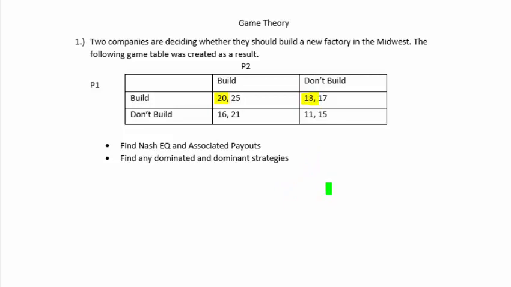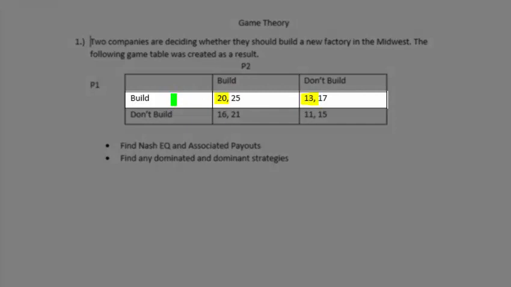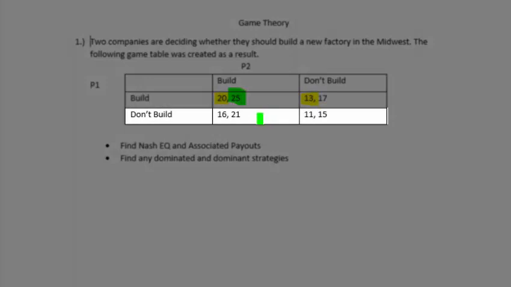So using strategic foresight, player 2 is going to look at their numbers, which are the second numbers in the pair, and compare their decision-making process based off of what player 1 does. So if player 1 builds, player 2 can decide to build or not build. We would compare the 25 and 17, and we see that 25 is the higher number, so player 2 would choose build if player 1 was to build. Now if player 1 was to not build, player 2 would compare the 21 and the 15, and 21 is the higher number, so player 2 would build if player 1 were to not build.